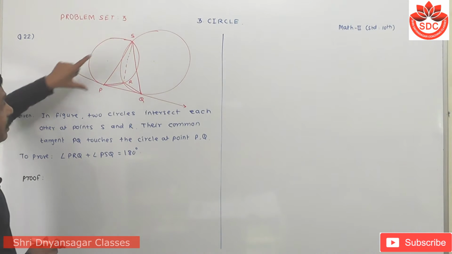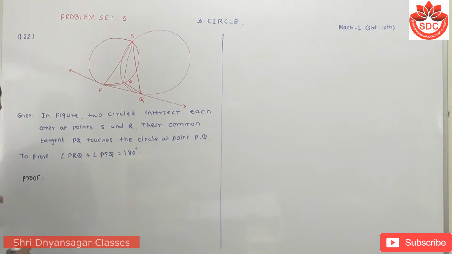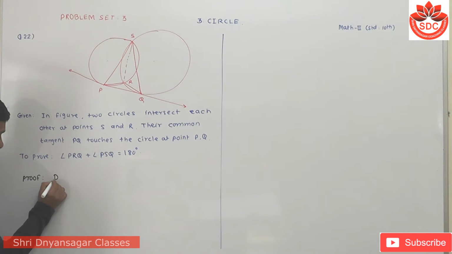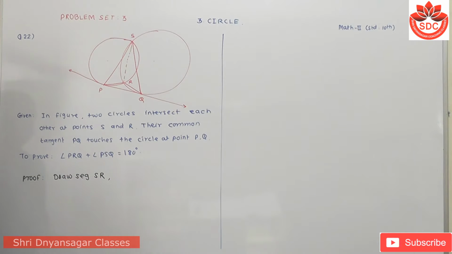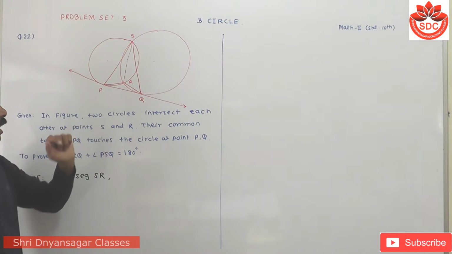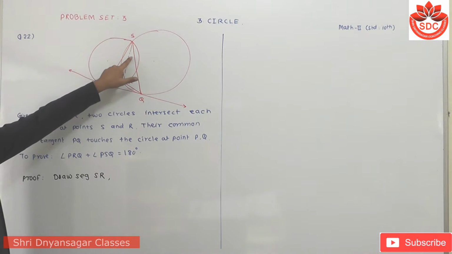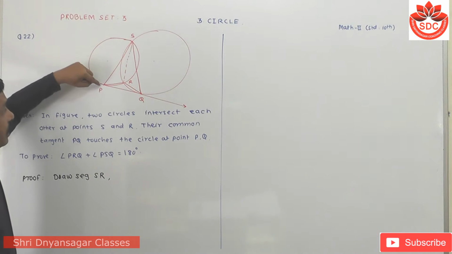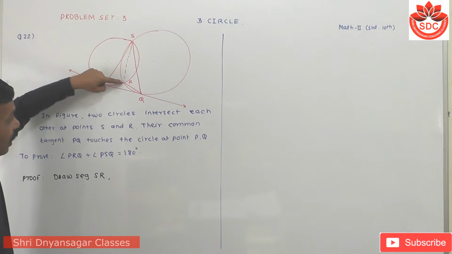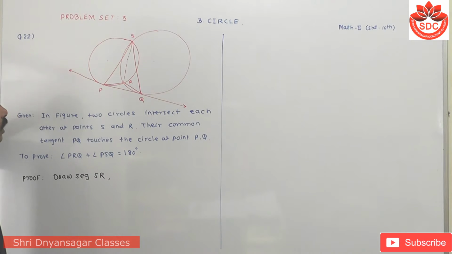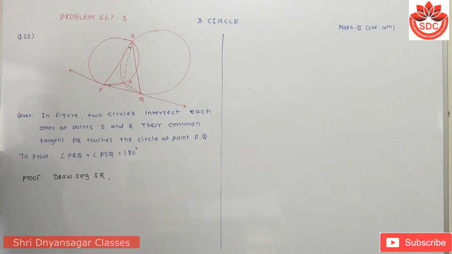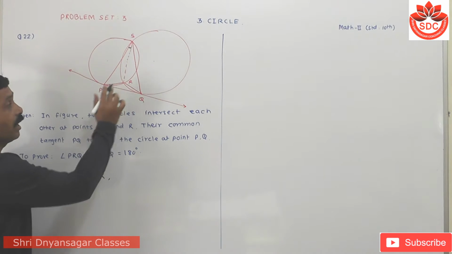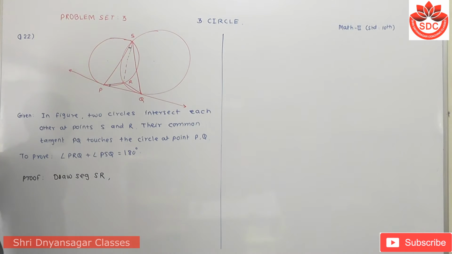Now for the construction, draw segment SR. So I have to write in this proof: draw segment SR first. When we draw this segment SR, two angles are formed. Look carefully: this angle PSR and this angle RPQ are congruent because of angles in alternate segments, by using the tangent secant theorem. This is the tangent, this is the secant. By using this theorem, this angle and this angle are congruent.